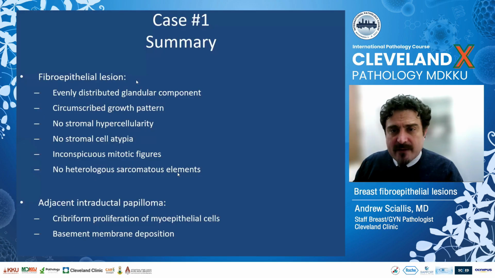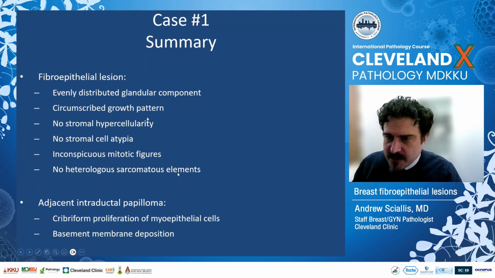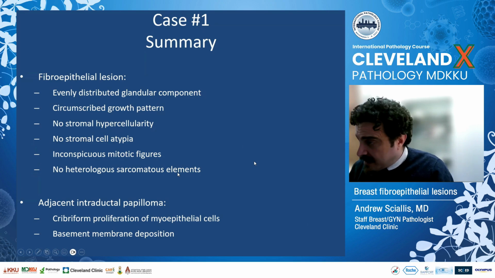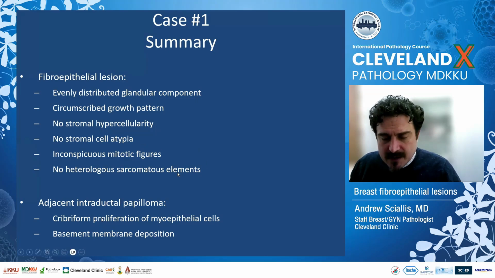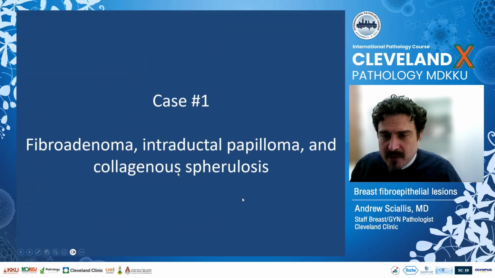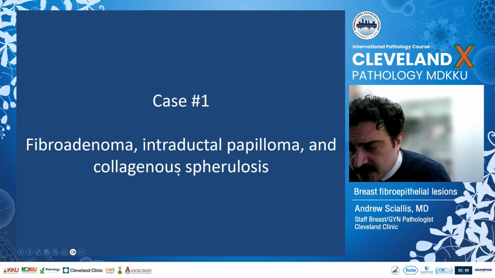So the summary is we have a fibroepithelial lesion with an evenly distributed glandular component, circumscribed growth pattern, no stromal hypercellularity or atypia, not even bothering to count mitotic figures, but they are very hard to find, and there's no heterologous sarcomatous elements. So all the fun stuff is in this intraductal papilloma. And this is a fibroadenoma with an intraductal papilloma and collagenous spherulosis.